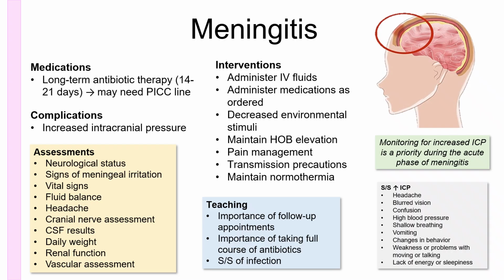Manage pain holistically. That includes medications and comfort measures. We're going to follow transmission-based precautions. It's usually going to be droplet for bacterial meningitis. You're going to work to maintain normothermia because high fevers can increase oxygen demand in an already stressed brain. Okay, so now that we have that covered, let's talk about teaching.